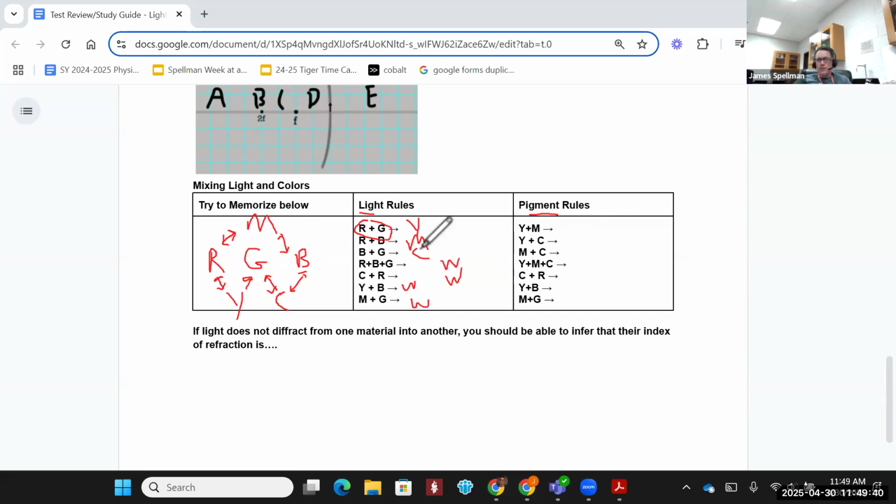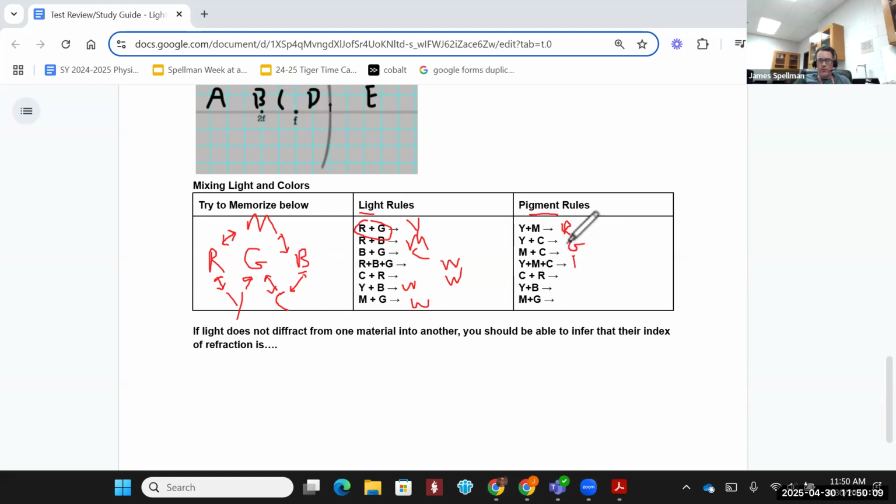All right, pigments, you can use this thing again too. If I add yellow and magenta together, what is connected between the yellow and the magenta? It's going to be red. So if I mixed yellow and magenta paint together, I should get red. If I mix yellow and cyan, that connects with green. If I mix M and C, I'm going to get blue.